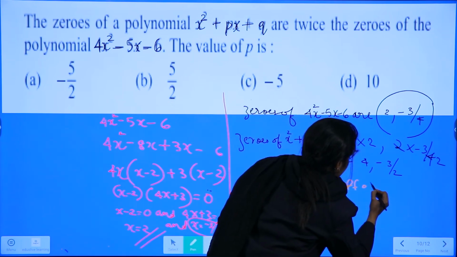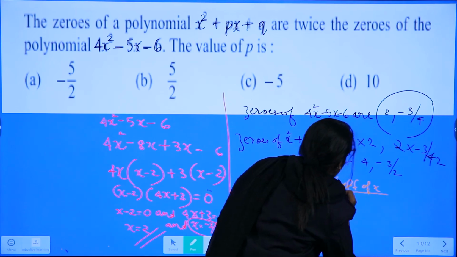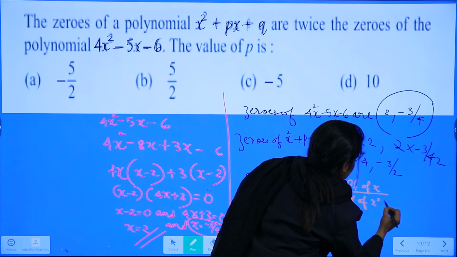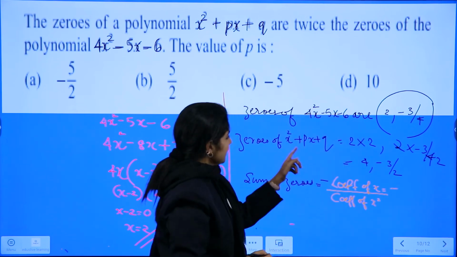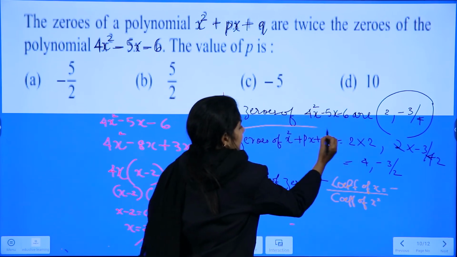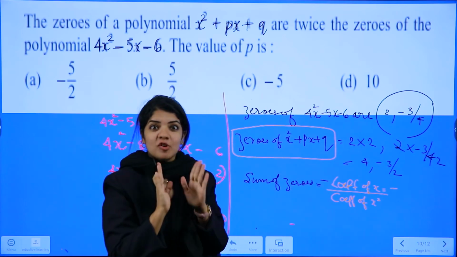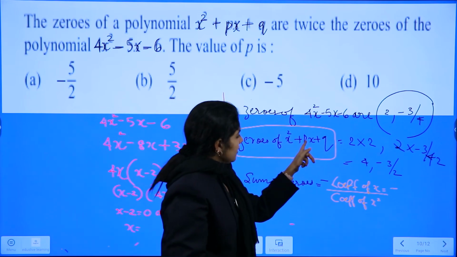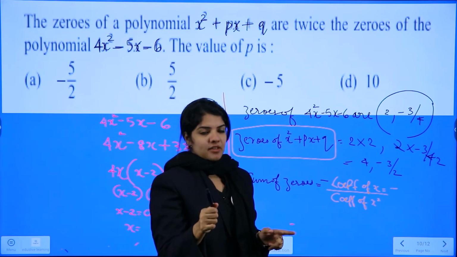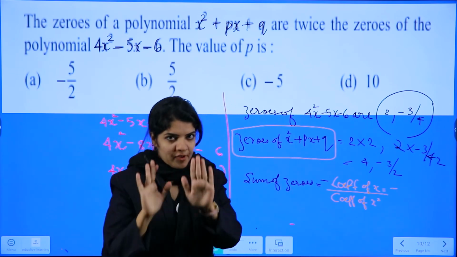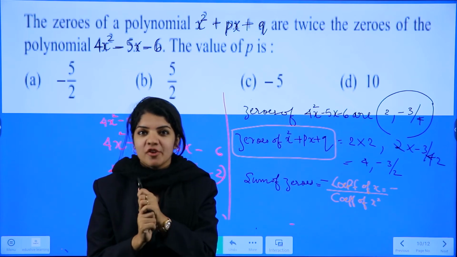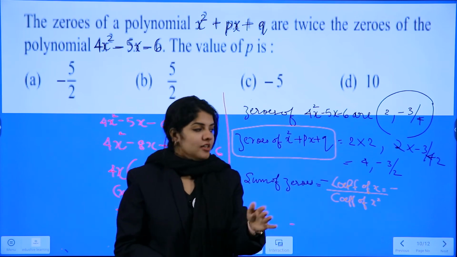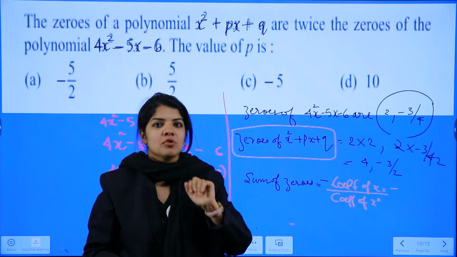Coefficient of x divided by coefficient of x squared, that is minus. What is the coefficient of x here? We are considering this equation, because our question is to get the value of p. So p is the coefficient of x here. I will repeat, the question is to get the value of p, and p is the coefficient of x. That's why we are taking the sum of zeros here.